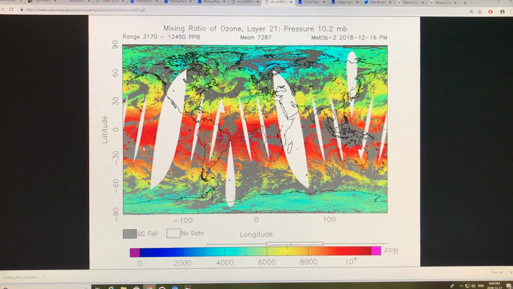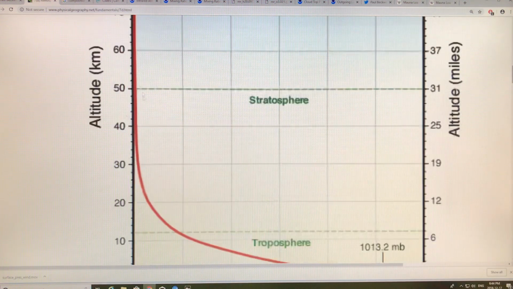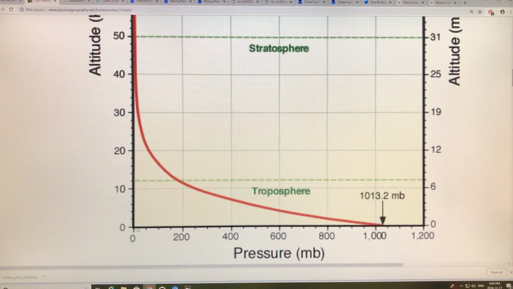we know that the ozone layer is up in the high stratosphere. Pressure is about 10 millibar or so. If we go to our graph of the atmosphere, this is 50 millibar, and this will be about 10 millibar. The ozone layer is up in this region, 30, 40 kilometers. That's where the ozone level is the highest.